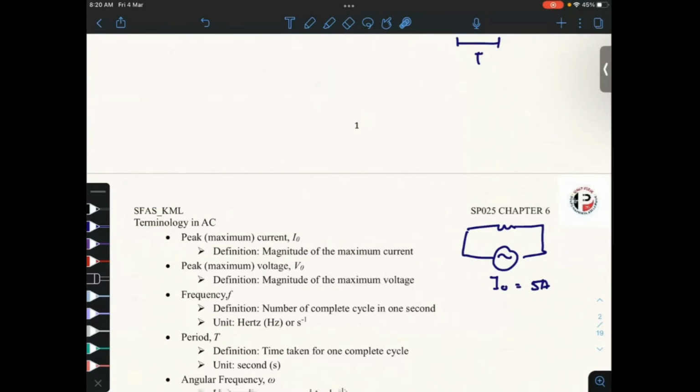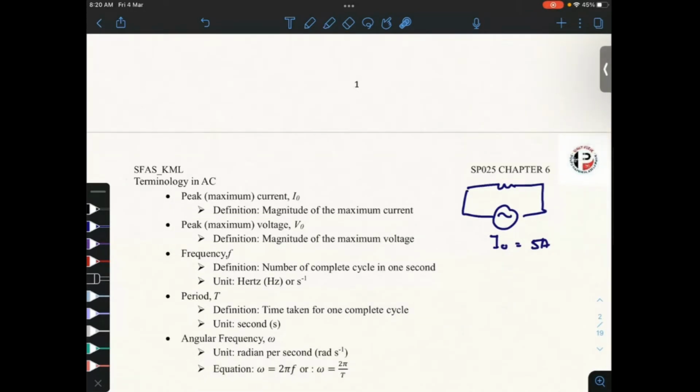And then you have maximum ataupun peak voltage. Voltage pun sama, magnitude of the maximum voltage. So the same thing is going to happen when you are changing the direction of the current, you're also changing the direction of your voltage, which means that the value of your voltage is also changing constantly daripada 0 to a maximum current and then you're going to drop back to 0.